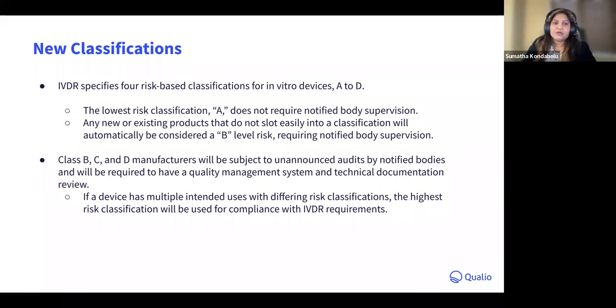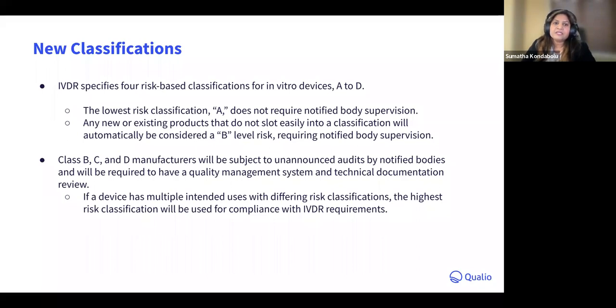New or existing products that do not slot easily into a classification will automatically be considered Class B. So you need to also be focused on this particular classification. Apart from this, Class B, C, and D manufacturers need to be focusing on the fact that they will be having unannounced audits from the notified body. When we talk about the supplier evaluations in the upcoming slides, I'll be focusing more on these unannounced audits and how you have to make sure that the suppliers are also following this requirement.